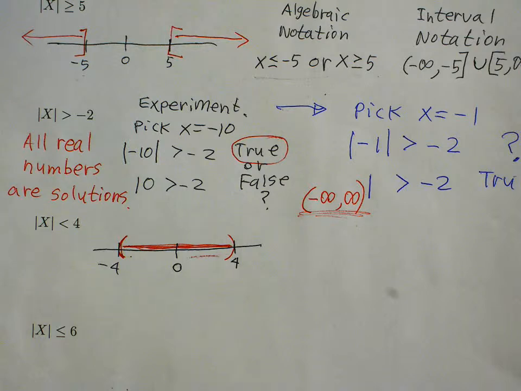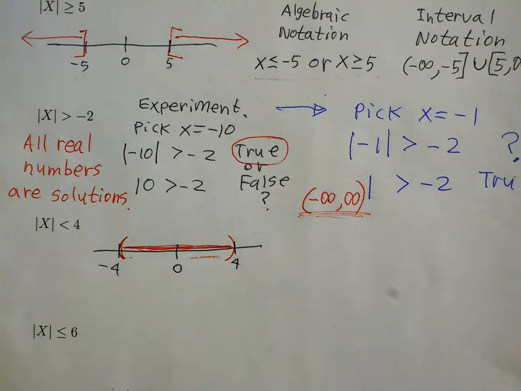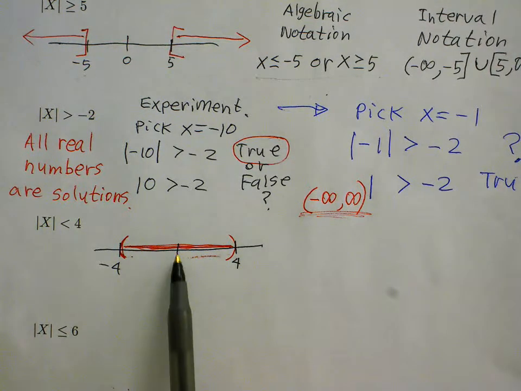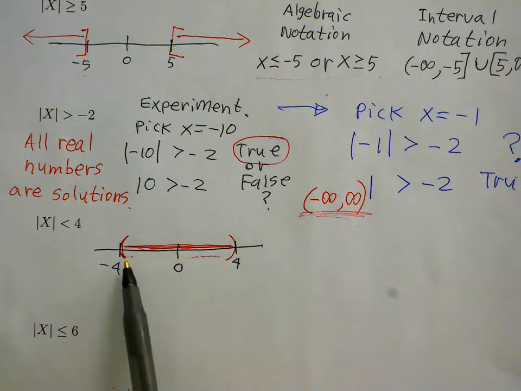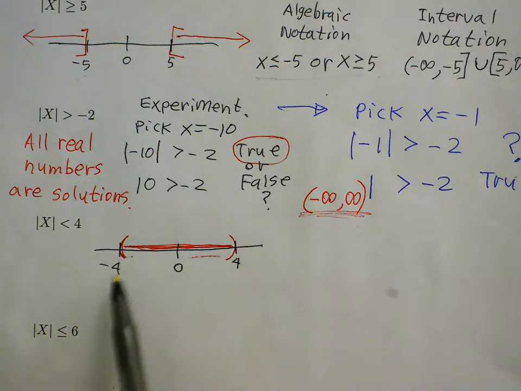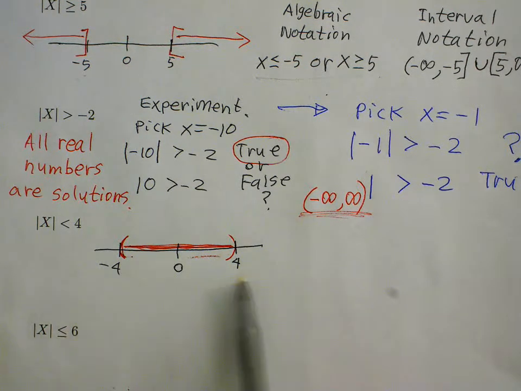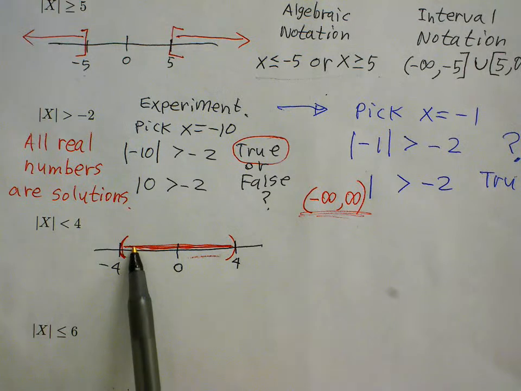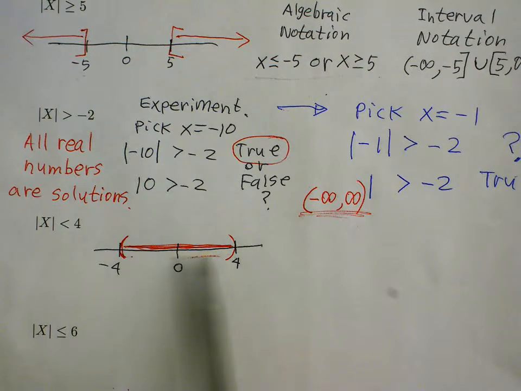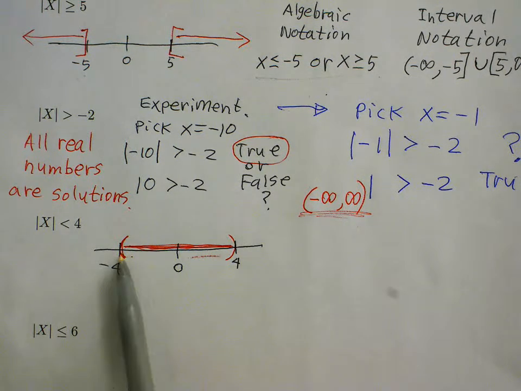Okay, so what's the algebraic notation? Think of x as a number that's in this interval. It's between -4 and 4, but we exclude the endpoints. We can get as close as we want to those endpoints from the inside, but we never actually get to the endpoint.